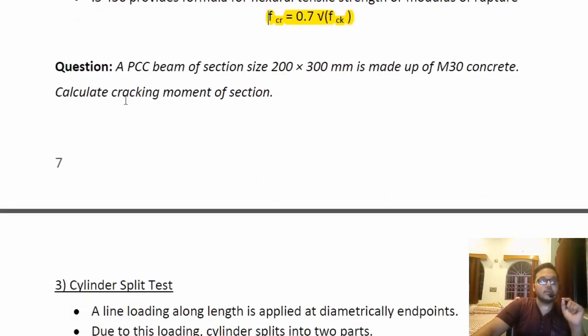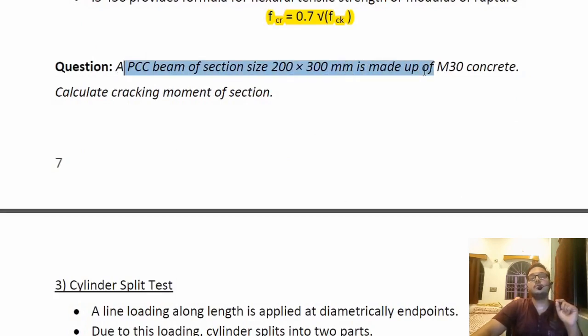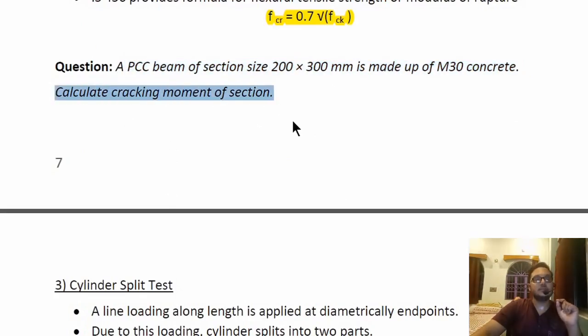So next we have a problem where a PCC beam of section 200 cross 300 mm is made up of M30 concrete, and we are asked to calculate the cracking moment of the section. So let us try to solve this problem.